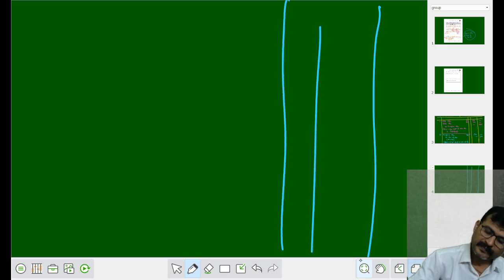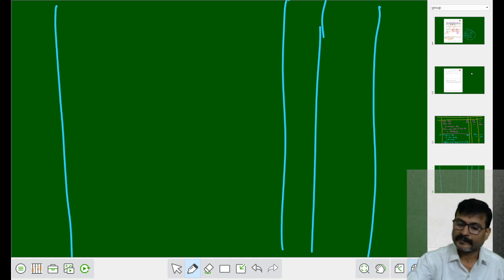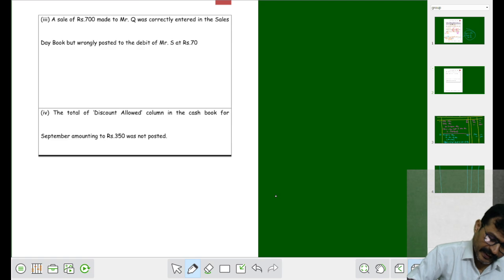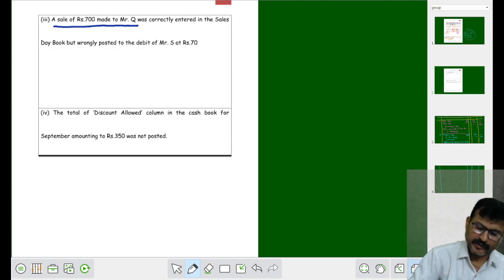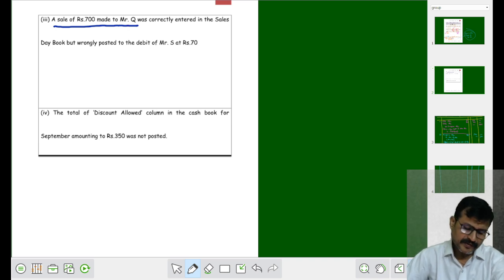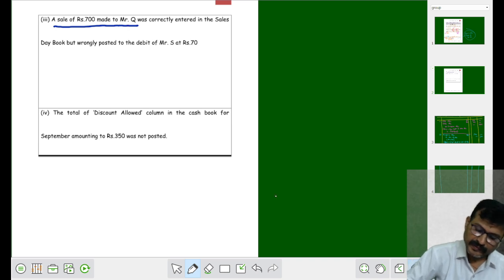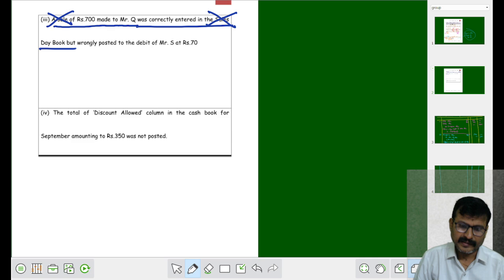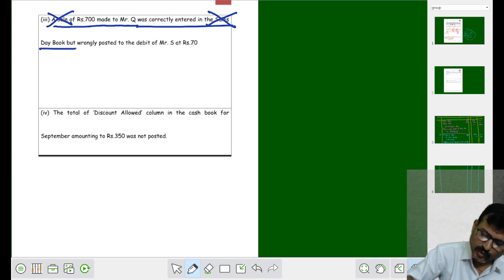What happened? A sale of 700 made to Mr. Q. Sale of 700 made to Mr. Q, correctly entered in the sales day book. So sales day book is correctly entered, so cancel the sales. Right? When you sold the goods, to whom? Mr. Q. Who is Mr. Q? Mr. Q is a debtor.